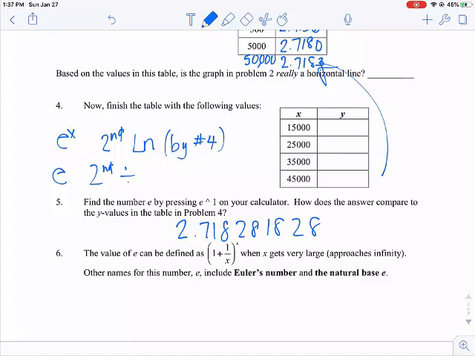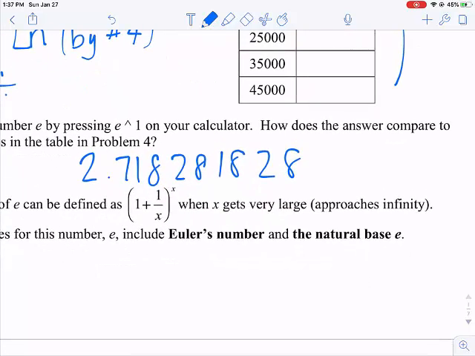Well, then what do we have? Well, we have what we call, as x is approaching infinity, the number e. And e is Euler's number, and the natural base e.